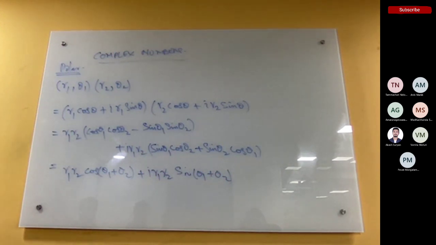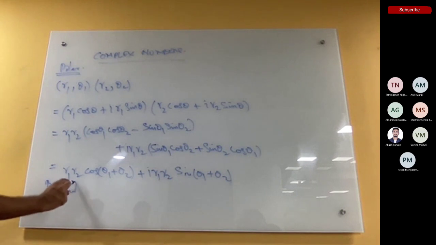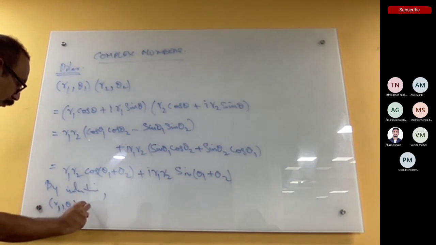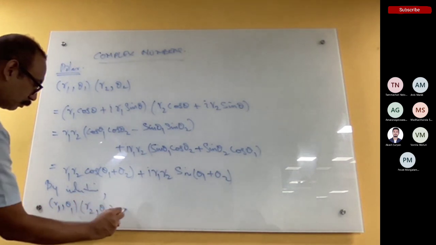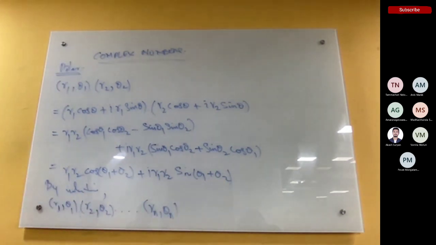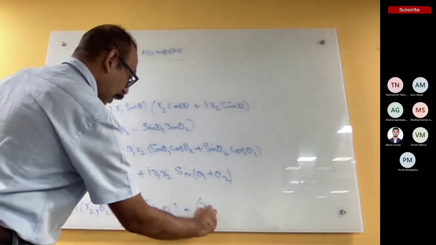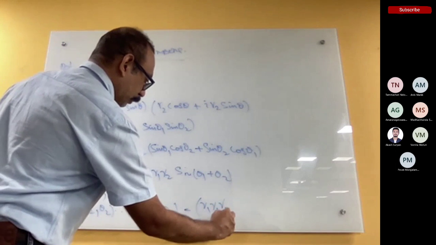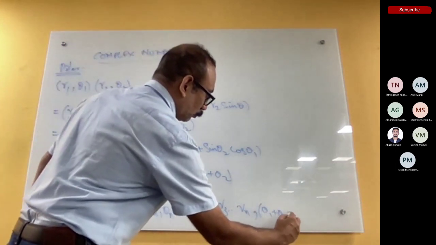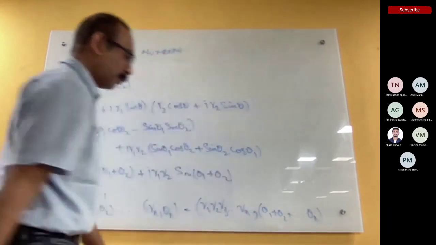So the multiplication. By induction, if I have R1 theta 1 multiplied by R2 theta 2 up to Rn theta n, I can write it down as R1 R2 R3 ... Rn, comma, theta 1 plus theta 2 plus ... theta n. Correct?